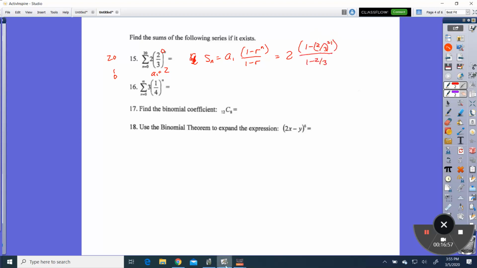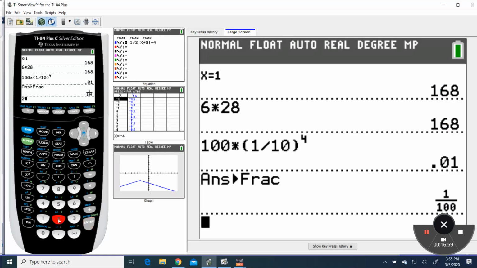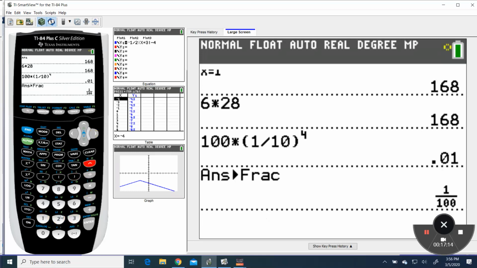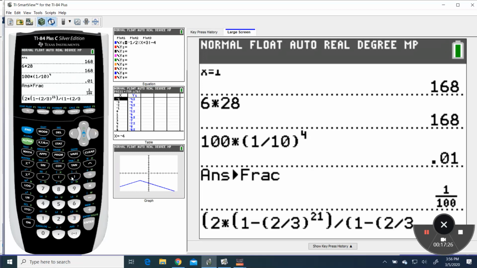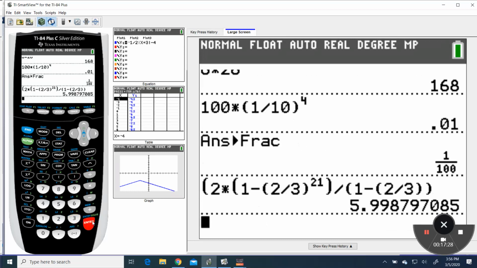And now I just type this into my calculator. So I go 2 times, and I'm actually going to put a parenthesis at the very beginning. So insert a parenthesis, 2 times (1 minus (2 divided by 3) to the 21 power). Close those parentheses, divided by (1 minus 2/3). Close those parentheses. It tells me it's 5.99879.